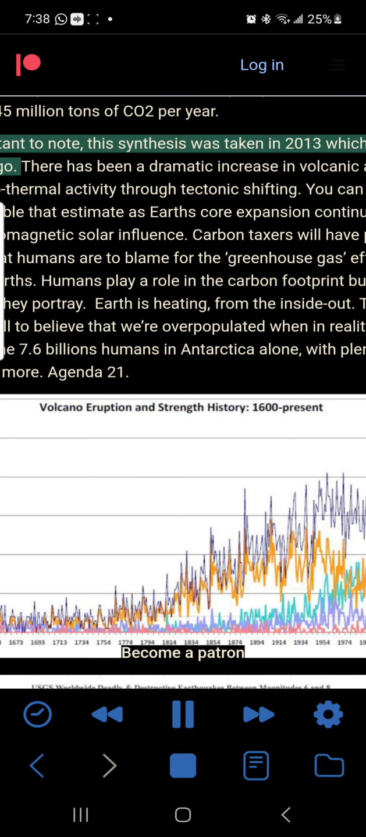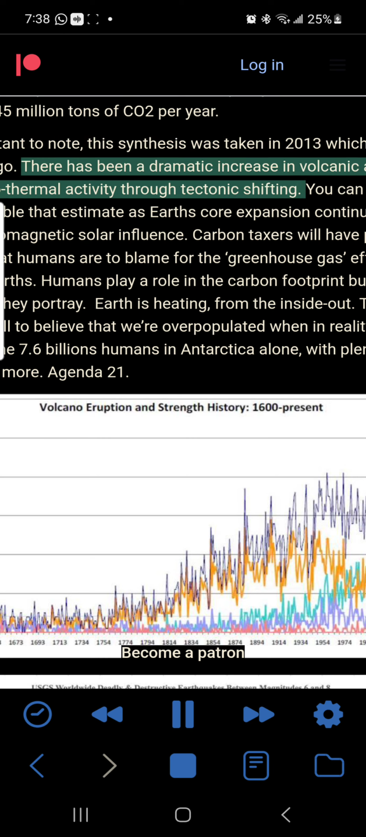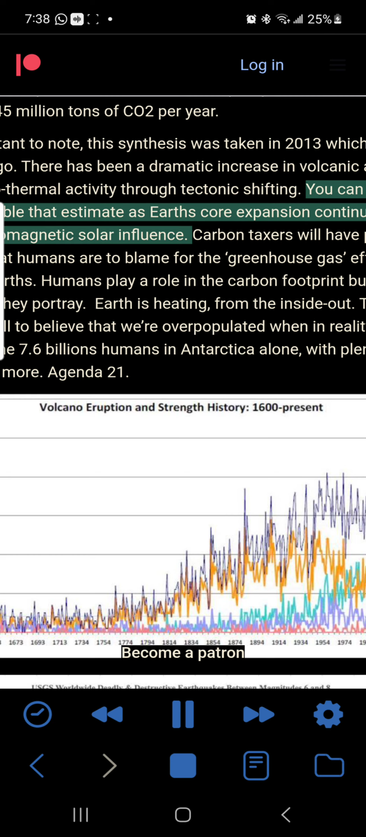It's important to note, this synthesis was taken in 2013, which is nearly 6 years ago. There has been a dramatic increase in volcanic activity and hydrothermal activity through tectonic shifting. You can quite easily double that estimate as Earth's core expansion continues from the electromagnetic solar influence.